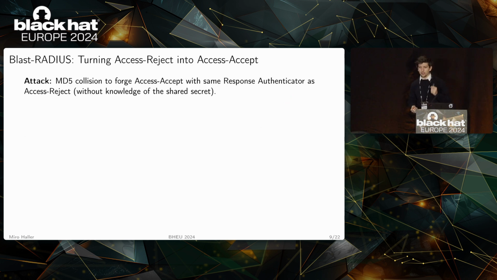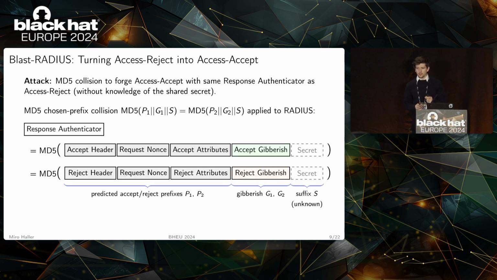Here recall that our goal is to create an MD5 collision such that a forged access accept has exactly the same response authenticator as the predicted access reject that the server sends. This is done as follows. The adversary sets the header, request nonce, and attributes of both the accept and reject as the prefixes for the chosen prefix collision attack. And then it will run the chosen prefix collision attack to get some gibberish, one for the accept and one for the reject. And so at this point, the prefixes plus gibberish produce the same MD5 hash.